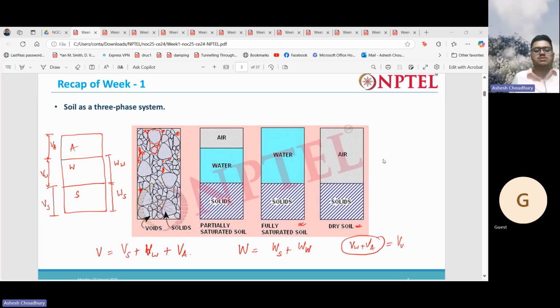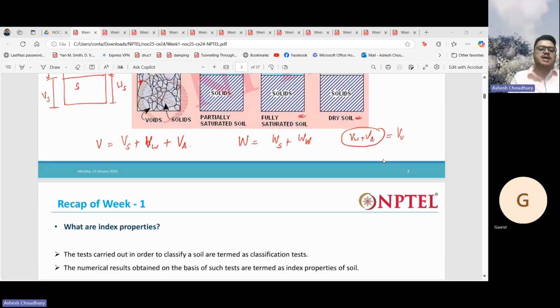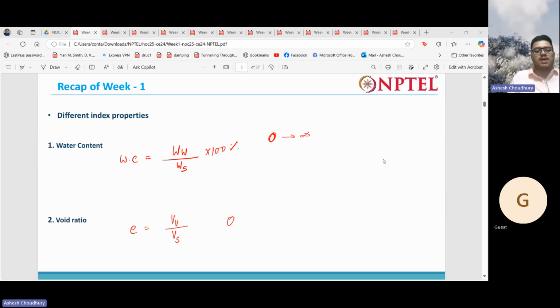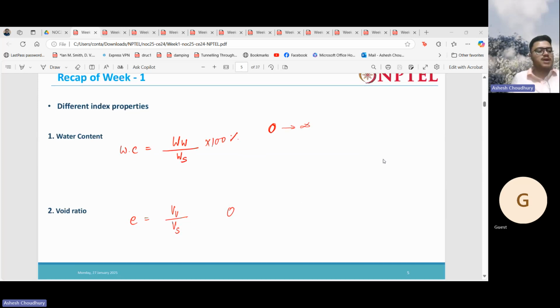Then we defined the weight of water, weight of solids, all these things, and all the volumes. Based on that we defined some properties known as the index properties. So what are index properties? Index properties are the numerical results that we obtain from some tests that we do to classify soil. Those tests are known as classification tests. There are different types of index properties, and by now you are proficient in these terms.